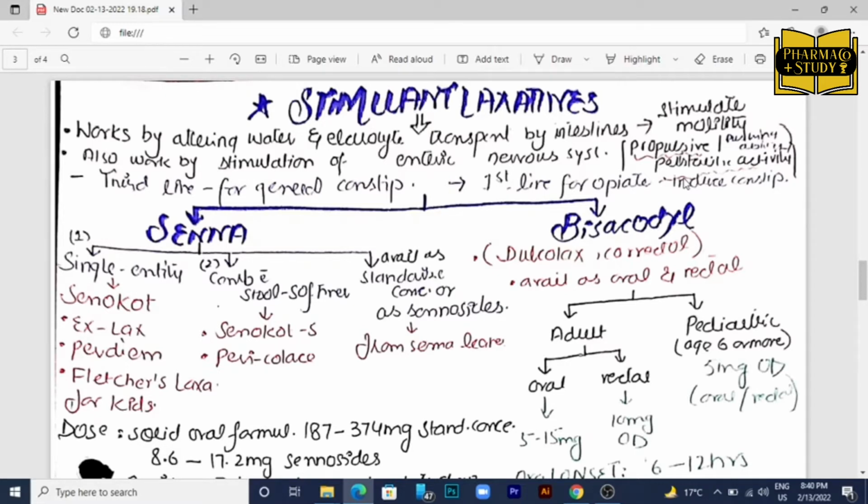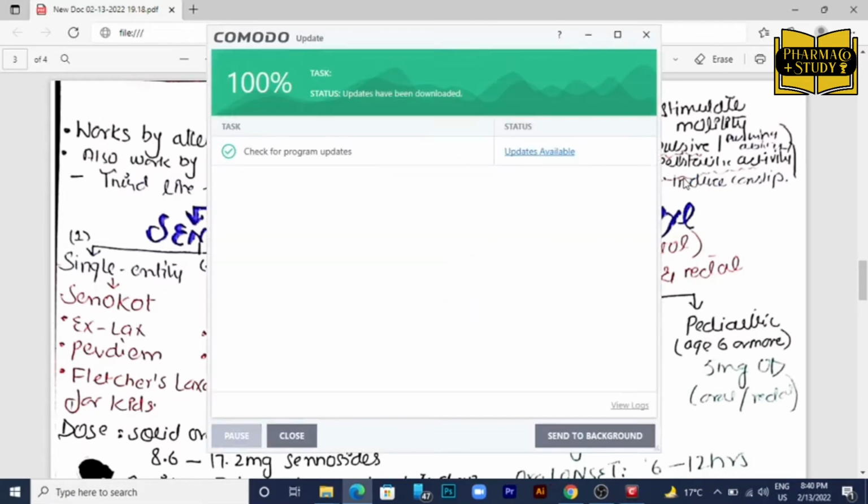How does the pushing ability increase? Because of the nerves. When the nerves get stimulated, the propulsive ability of the intestine increases. So this is the mechanism. There are two mechanisms of the stimulant laxatives. First, they alter the water and electrolyte movement, and second, they stimulate the enteric nervous system.